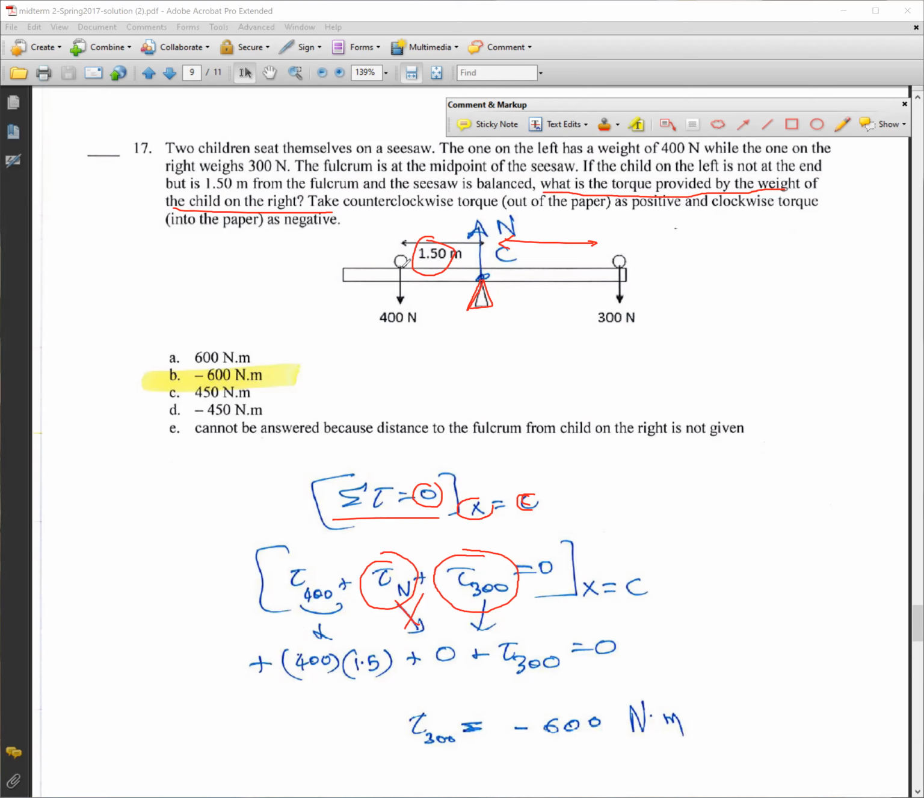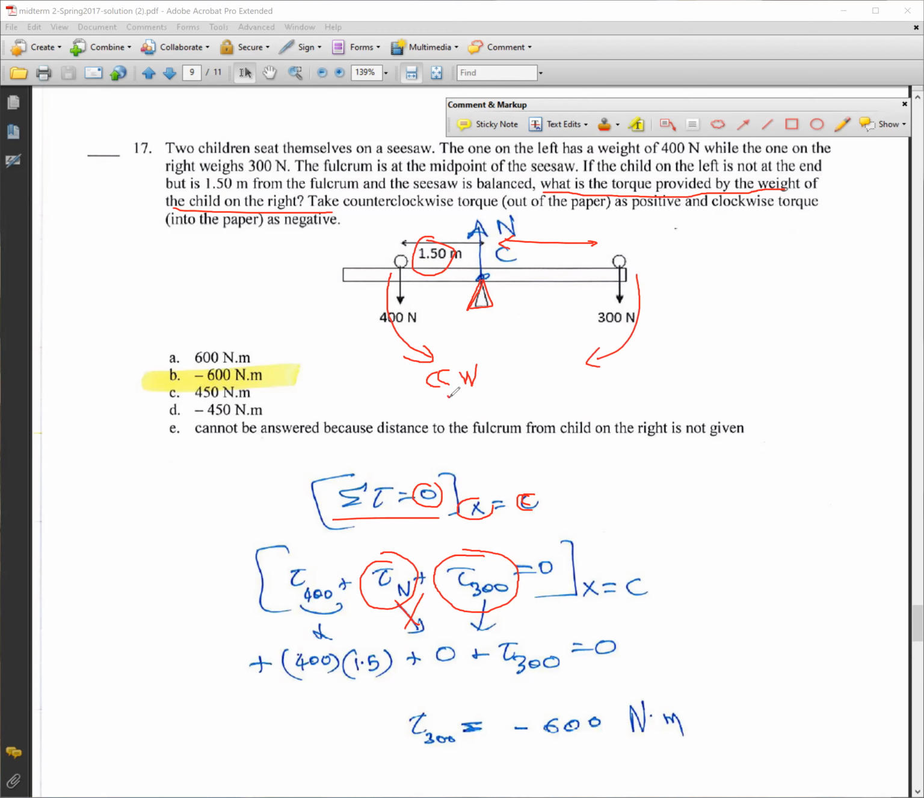Now, the child on the left is applying a rotation that is counterclockwise, like this. So here, it's going to be a positive. So this is counterclockwise, CCW. And for the child on the right, it's going to cause a rotation that is clockwise.